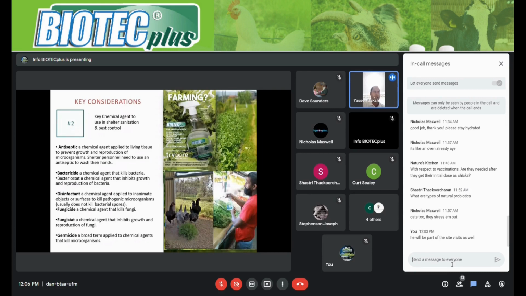Bactericides are a chemical agent that kills bacteria, and bacteriostats are a chemical agent that inhibit bacterial growth and reproduction of bacteria. Disinfectants are a chemical agent applied to inanimate objects or surfaces to kill pathogenic microorganisms, usually not bacterial spores. Now, the reason why I put that there is to really identify our product, because we will take this opportunity to do so, versus the regular disinfectant, bactericide, antiseptic, and fungicides.